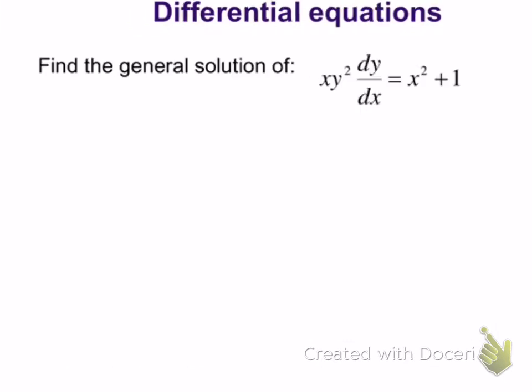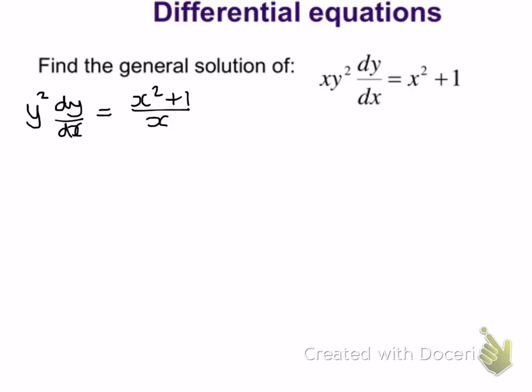So we'll have a look at this example here. We're going to find the general solution of xy squared dy by dx equal to x squared plus 1. And so you can see here we've got functions in both x and y. So taking this and rearranging, we can say that y squared dy by dx is equal to x squared plus 1 over x.